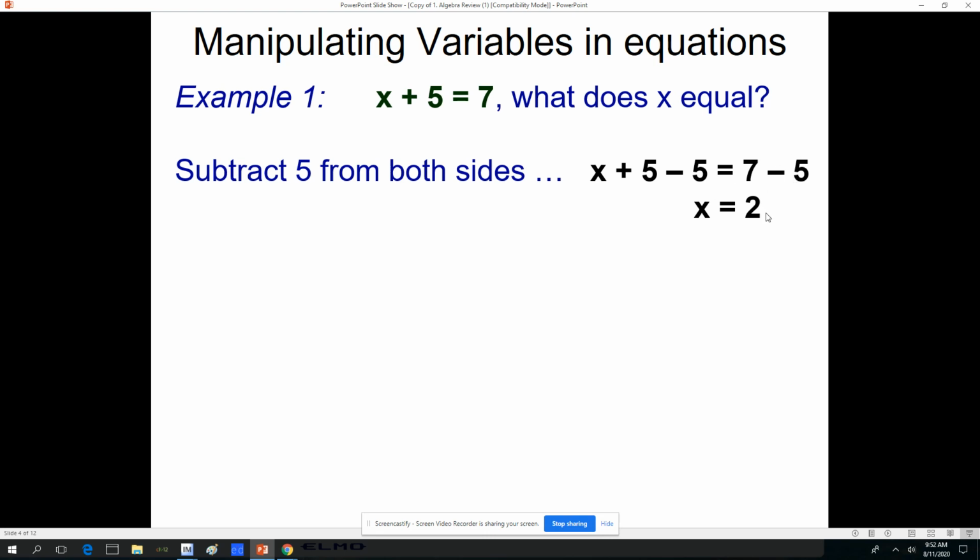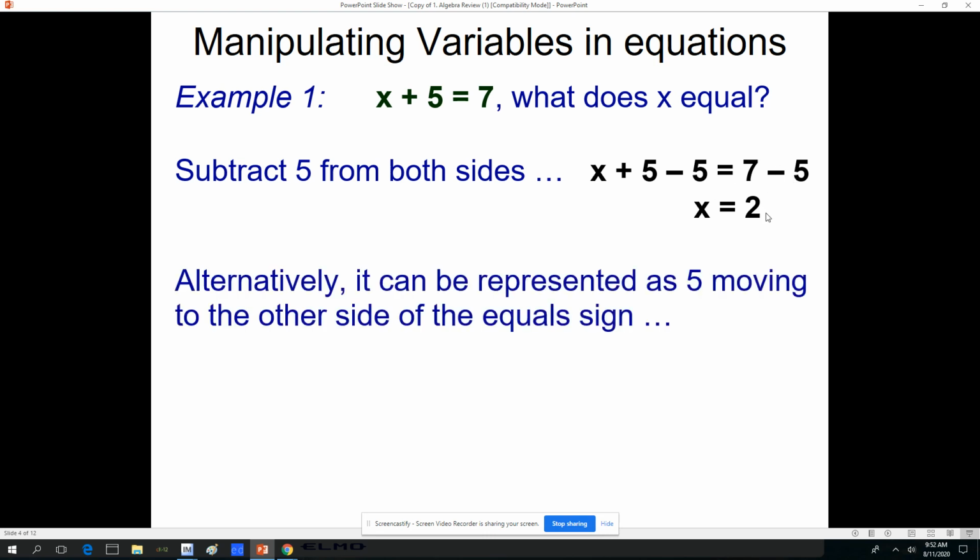7 minus 5 is 2. I get a value of 2. Sometimes you might like to think of it as moving this to the other side, especially in a very easy equation like this, where there's only one variable.